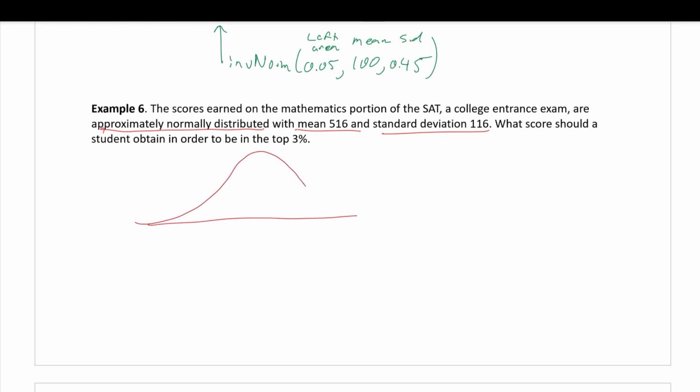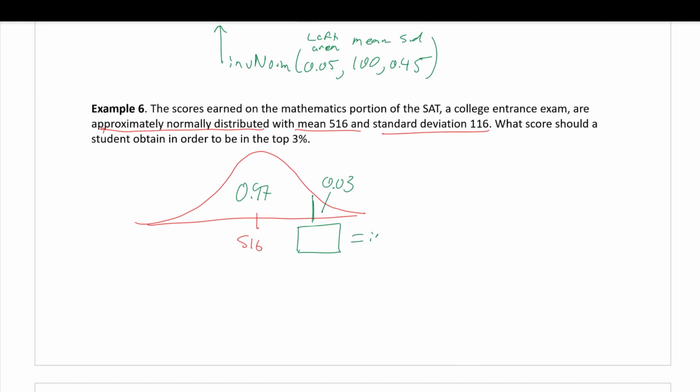Let's draw a bell-shaped curve. So identify the mean here. In this case, it's 516. Now, to be in the top 3%, that means you did better than the bottom 97%. So that means your score should be somewhere around here, right? The bottom would be 97, and this would be 0.03.